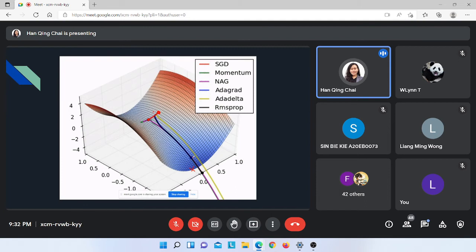You can see the blue one, the black one, and also the yellow one are quite good. If it goes through this area, and at the same time it's quite fast, the speed is also quite important, because you don't want the training to run for too long. So you can see the yellow one is very good. So maybe AdaDelta is the best optimizer for your training.